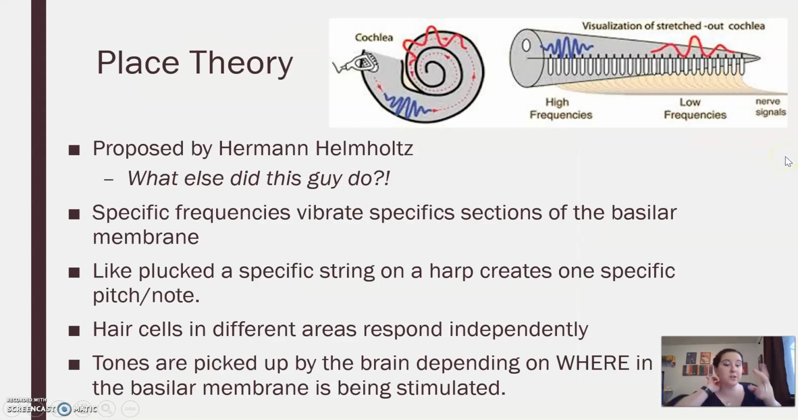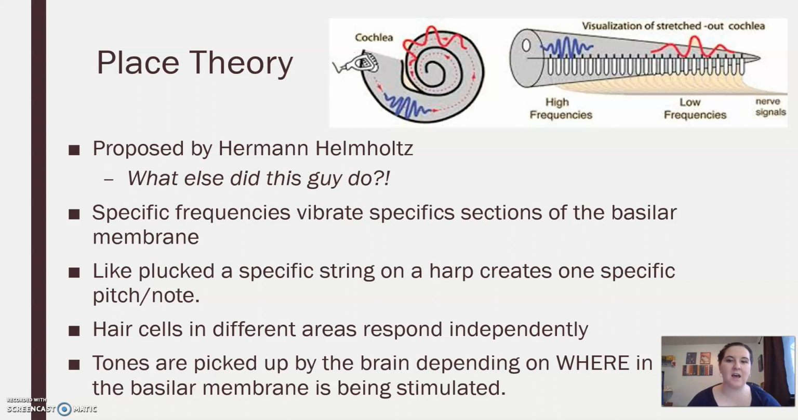Now, the 2 theories about how we pick up different pitches, that's what hearing theories are. How do we hear a high note versus a low note? How do we distinguish? And so the first one is place theory. So the guy who proposed this was Hermann Helmholtz. If you remember from the eye, the young Helmholtz theory was the trichromatic color for how we have vision, how we see colors. He also came up with the hearing theory. And so his thing is called place theory.